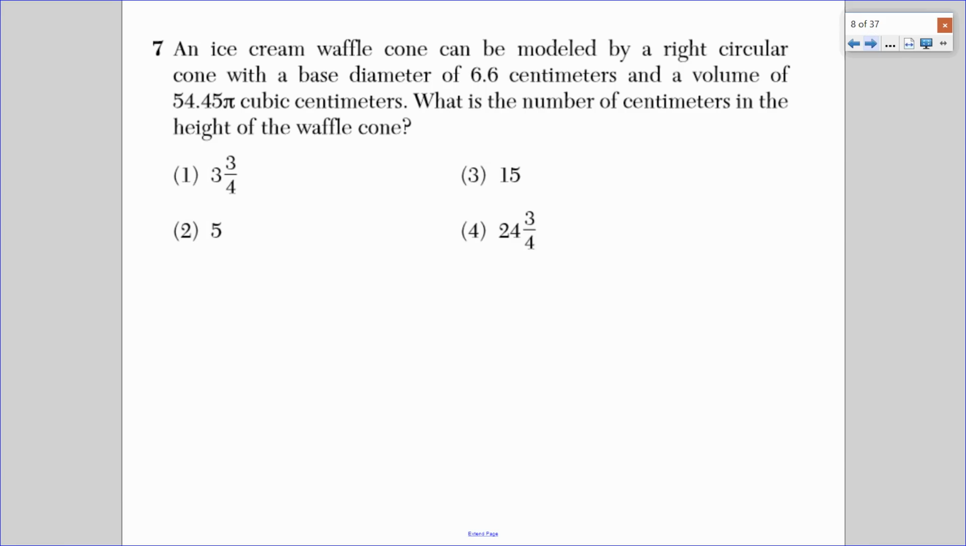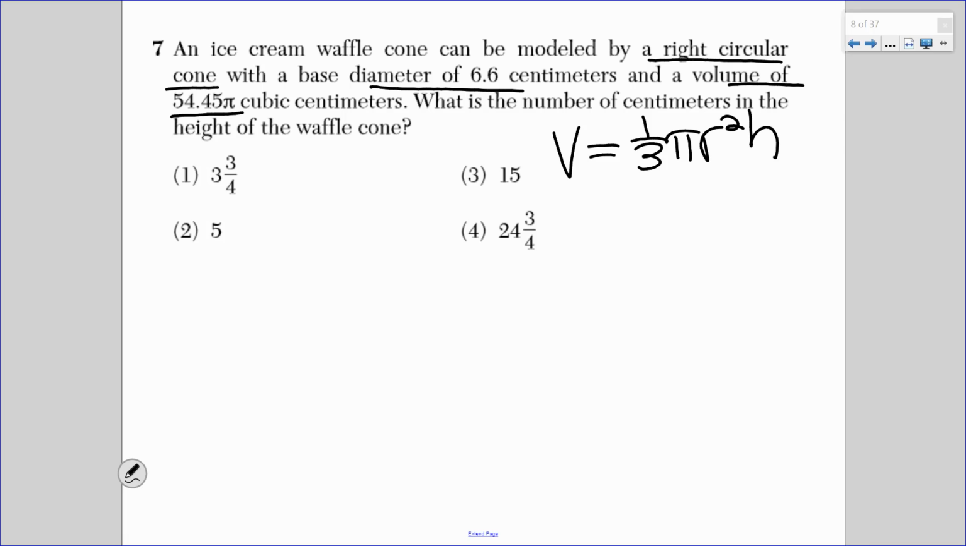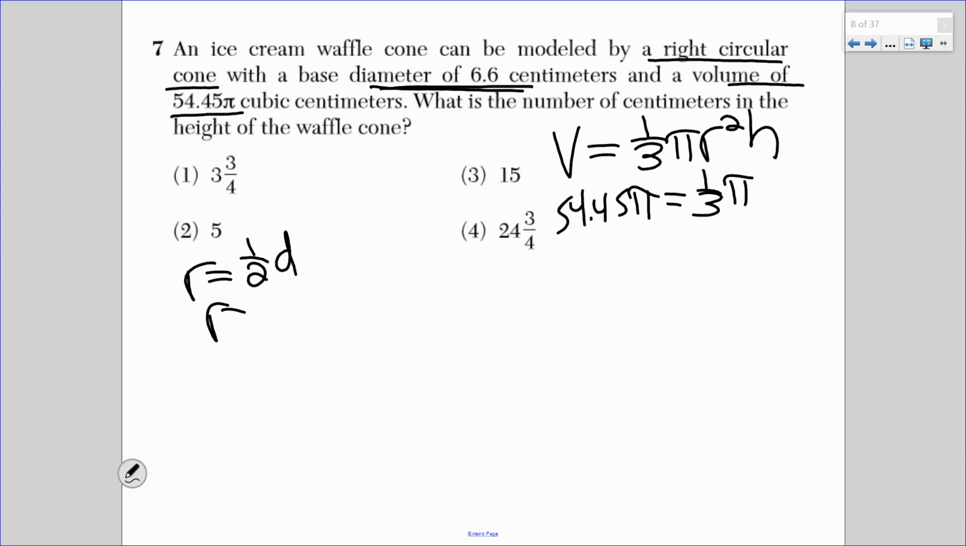So, let's take a look at number 7. An ice cream waffle cone can be modeled by a right circular cone with a base diameter of 6.6 and a volume of 54.45 pi. Let's talk about the volume of a cone. It's right on your reference sheet. Volume of a cone is 1/3 pi r squared h. The volume is 54.45 pi equals 1/3 pi. It tells you the diameter is 6.6, so the radius is half of the diameter. The radius is half of 6.6, which is 3.3.